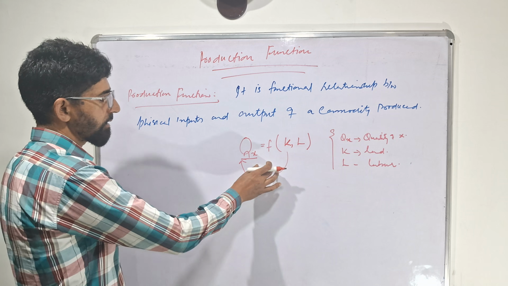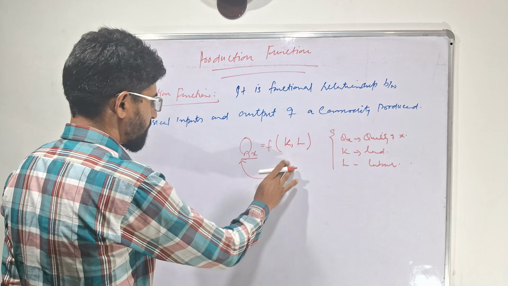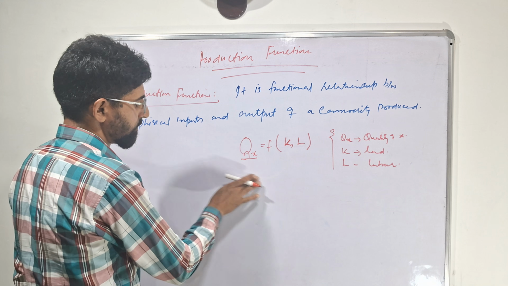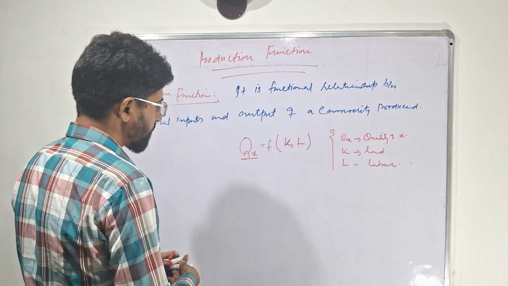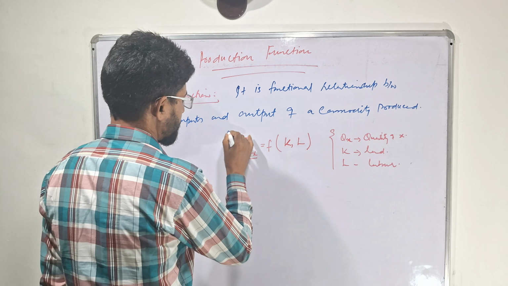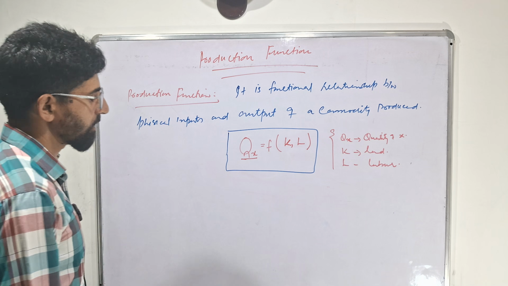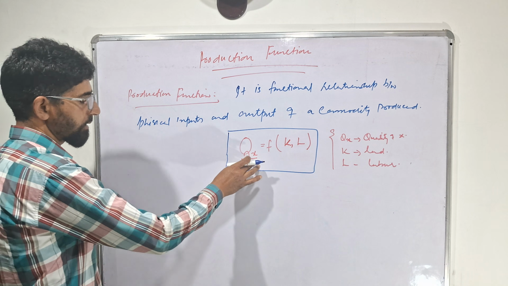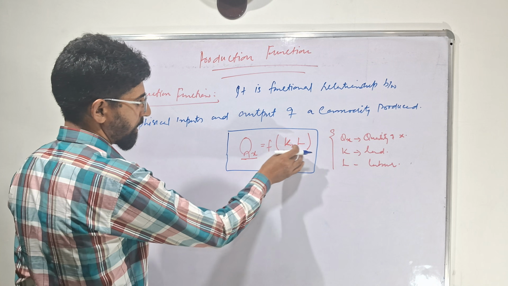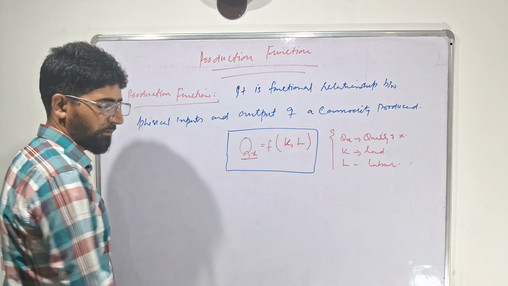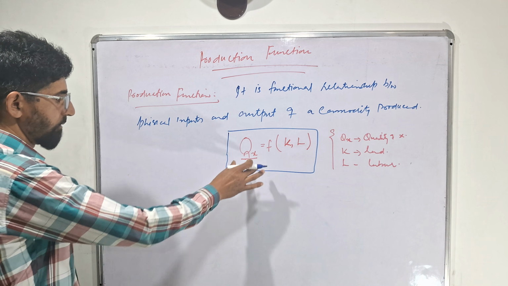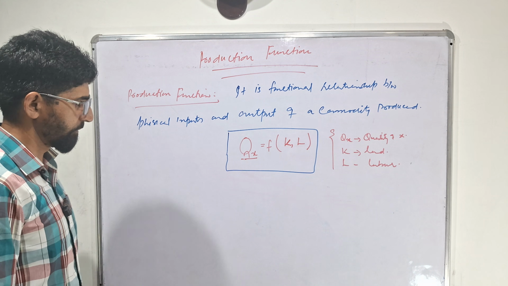This is a functional relationship of labor and capital. Quantity of X is a function of labor and capital. We utilize labor and capital in order to produce a given level of output. That is why we call this functional relationship.